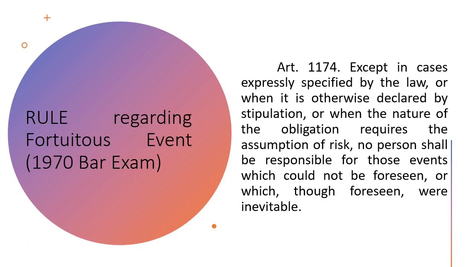The rule regarding fortuitous event. Article 1174. Except in cases expressly specified by law, or when it is otherwise declared by stipulation, or when the nature of the obligation requires the assumption of risk, no person shall be responsible for those events which could not be foreseen, or which, though foreseen, were inevitable.